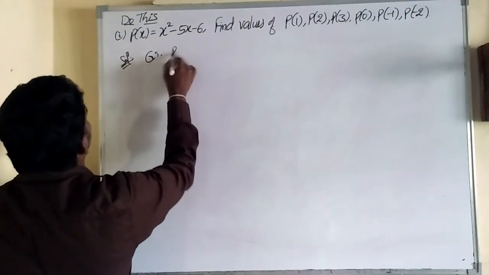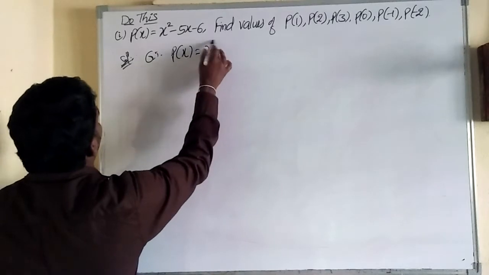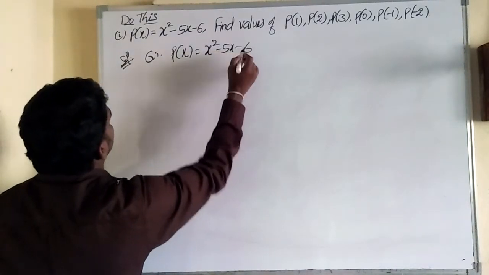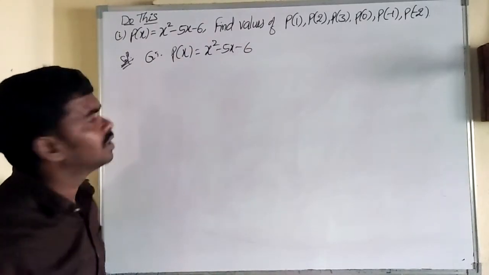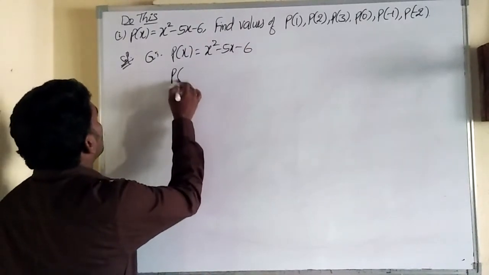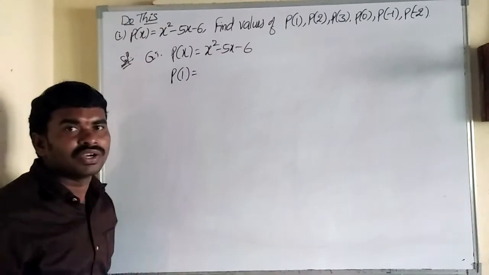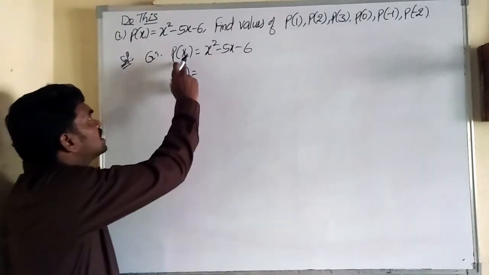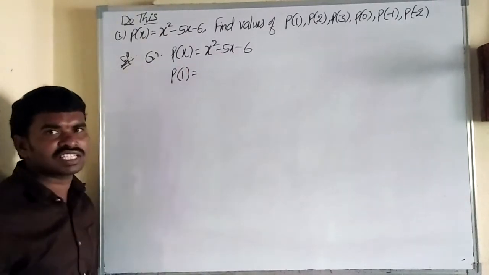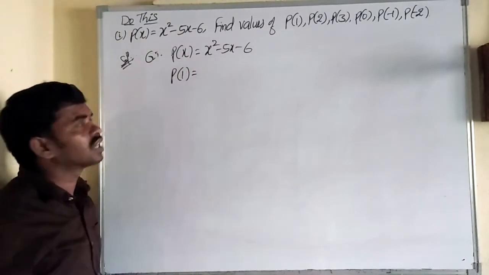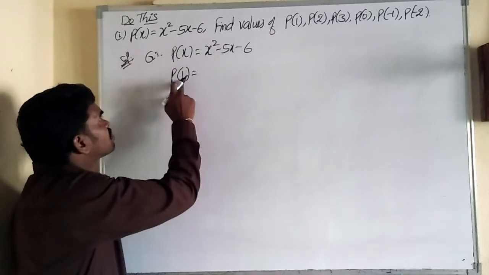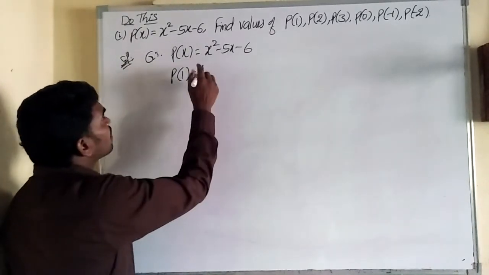Given that p of x is equal to x square minus 5x minus 6, find P of 1. Did you observe what is in place of x? Yes, 1 is there. So in place of x, substitute 1.